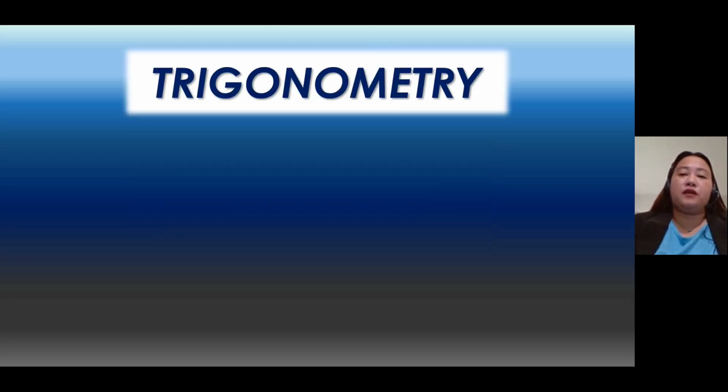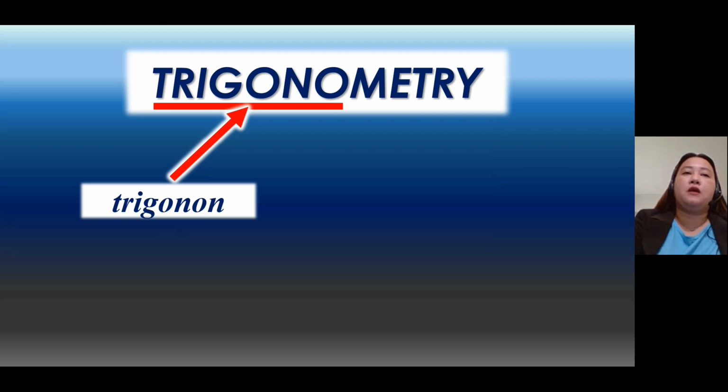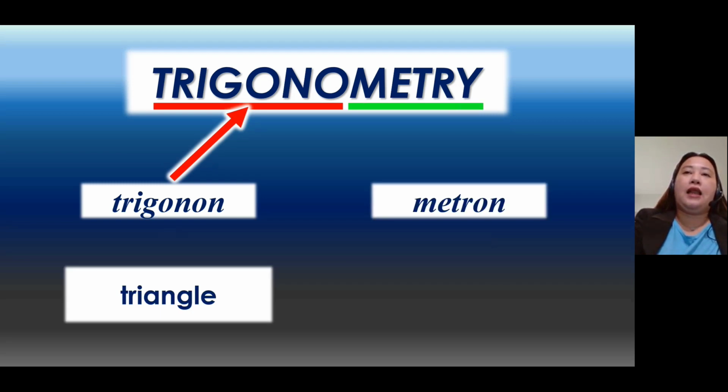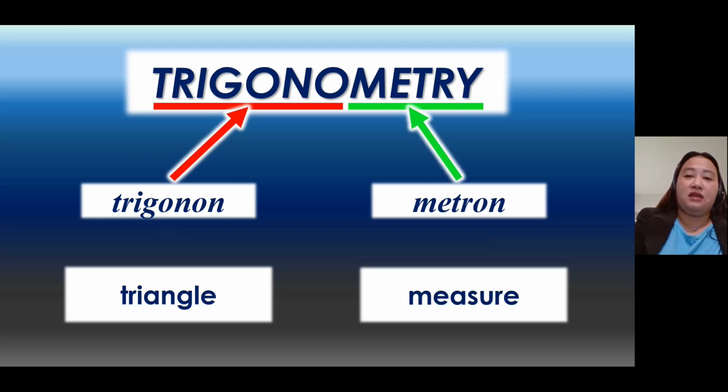Angle is under trigonometry, and trigonometry is from two Greek words, trigonon, which means triangle, and metron, which means measure. So to describe what trigonometry is, it is about the measurement of triangles, or triangle measurement.